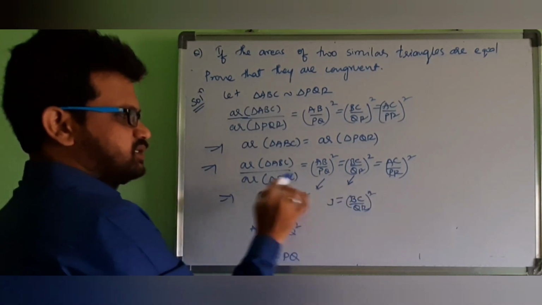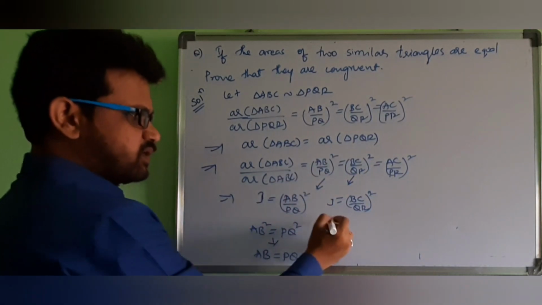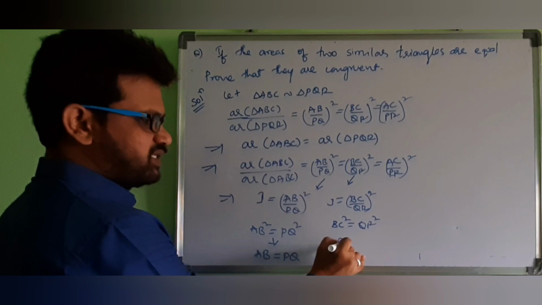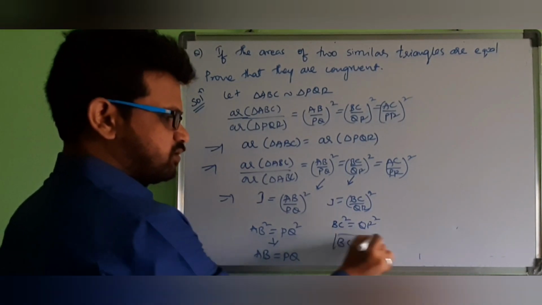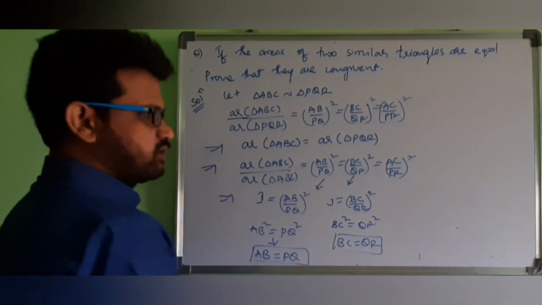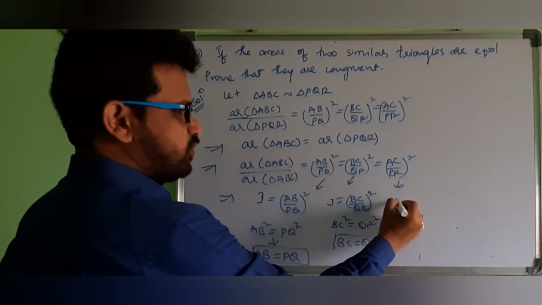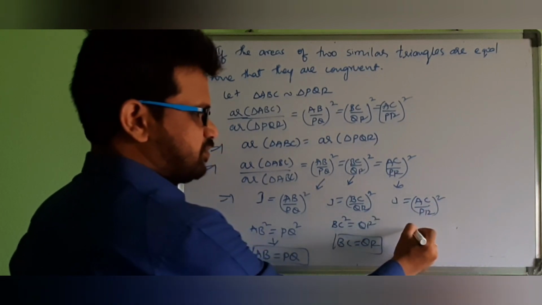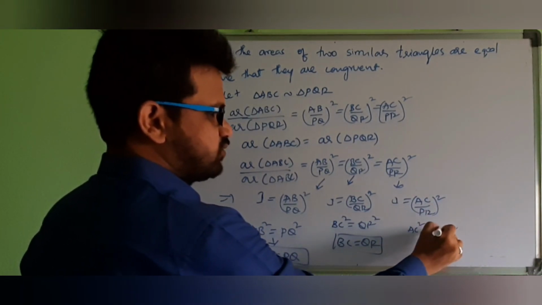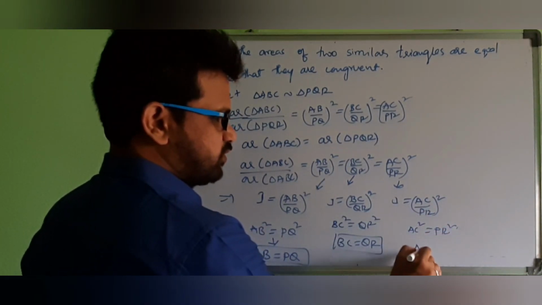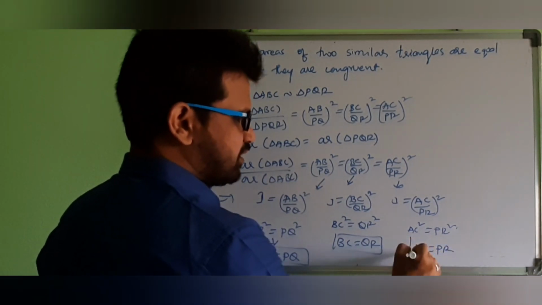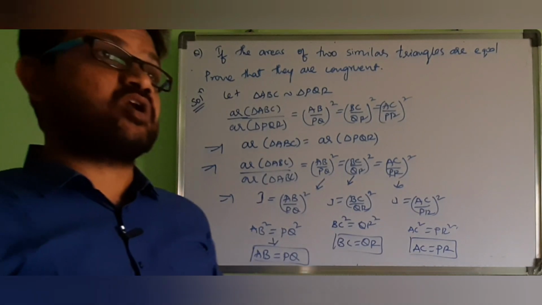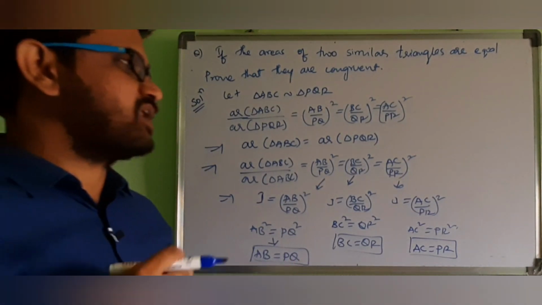Why? Because this is equal to these 3. So BC square is equal to QR square, that is nothing but BC is equal to QR. And here if you take this one, 1 is equal to AC by PR whole square, nothing but AC square is equal to PR square, that is AC is equal to PR. Means corresponding sides are not proportional here, corresponding sides are equal.